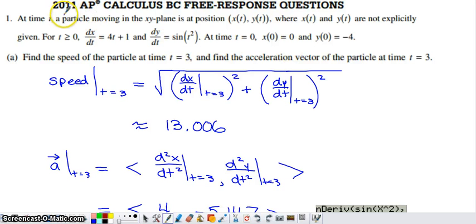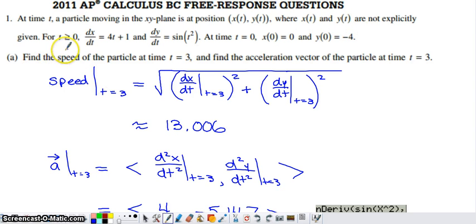So this is a question from the 2011 BC Calculus exam, and this is problem number 1 that did allow the use of a calculator. And what you have presented to you here is that a particle is moving in the xy plane. The position of the particle is going to be determined by a set of parametric equations. So the x coordinate is determined by a function of t, the y coordinate is also determined by a function of t, and those are not going to be given to us.